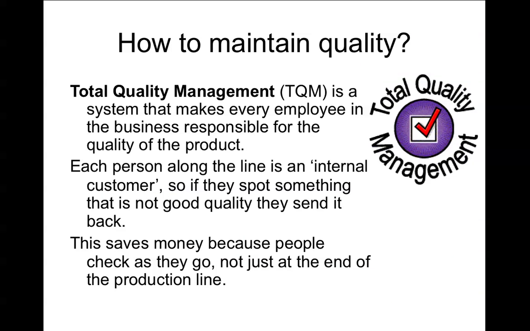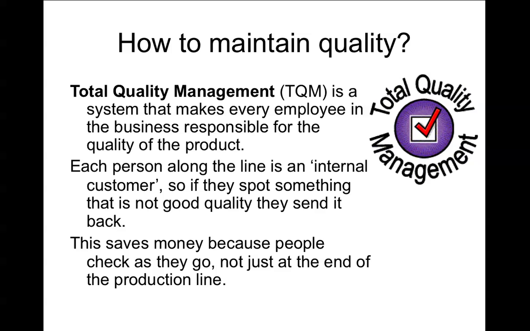it doesn't break when you try to pound something in. So how do you maintain quality? Now you can either check it at the end of the line, or you can do something which is called total quality management. That's called TQM, and it's a system that makes every employee in the business responsible for the quality of the product. All the way, from the top to the bottom, all the way down to the janitor, everybody's responsible for making sure that the products that go off the line are quality.